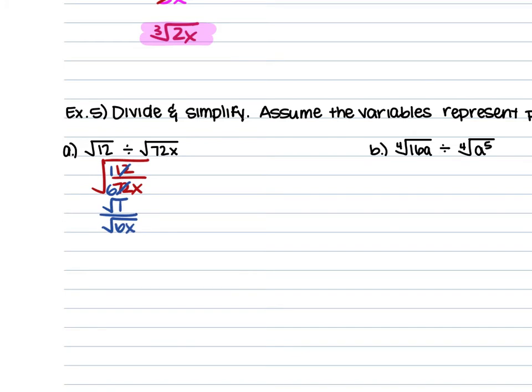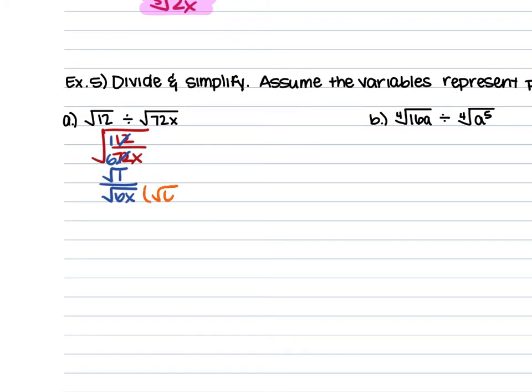We're going to multiply top and bottom by the square root of 6x to rationalize this denominator. Remember, the square root of 1 is just 1. So we're just going to have the square root of 6x over the square root of 6x times 6x. Those 6x's group up. So we're going to have the square root of 6x over 6x.